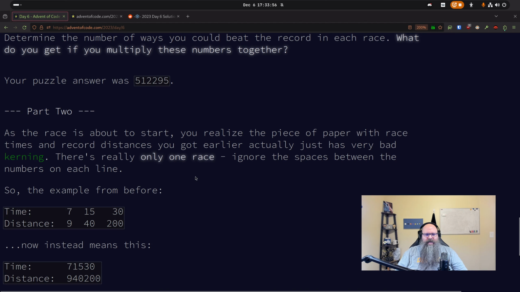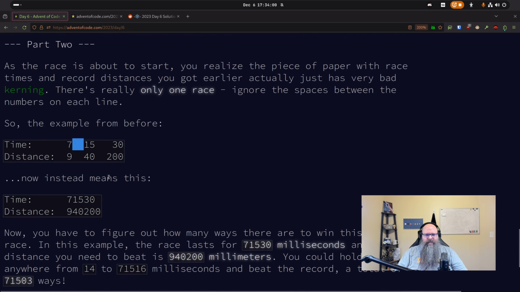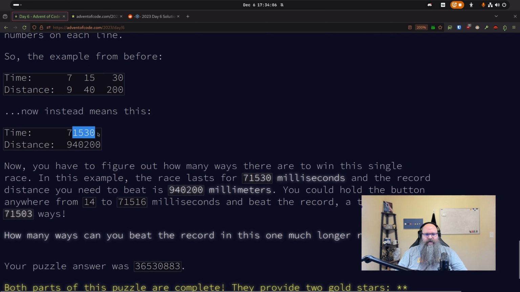They said it's actually a kerning issue, which is like a spacing issue. Basically, you ignore all the spaces right here. So instead of having 3 races, you actually only have 1 race, and it's this giant number. And in Rust, the brute force solution actually was able to solve it.